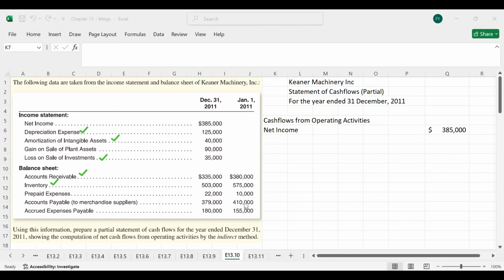And accounts payable, the accounts payable is decreasing. So we are not going to add it. This will be subtracted. Then accrued expenses payable, you can see increase in liability. So if there's an increase in liability, this means that this is going to be added in the net income. Whereas the other items like gain on sale and other remaining items, prepaid expenses and accounts payable, all these items will be subtracted from income.